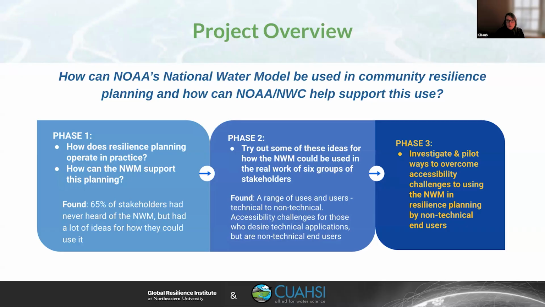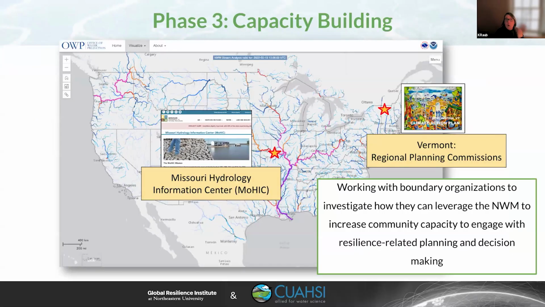So the third phase, we were deeply investigating and piloting ways to overcome these accessibility challenges to using the National Water Model in resilience planning. I wanted to highlight this whole spectrum to say that we were using an existing resource. The National Water Model already exists. We didn't start out saying we want to build a product, because the opposite is, hey, I built this tool, now let's find a decision-making context. This was bottom up, and we'll show you what this came about.